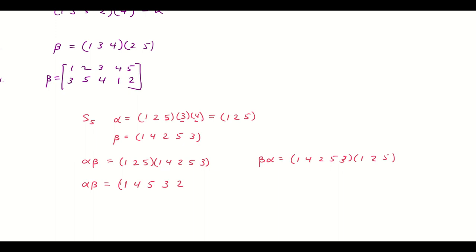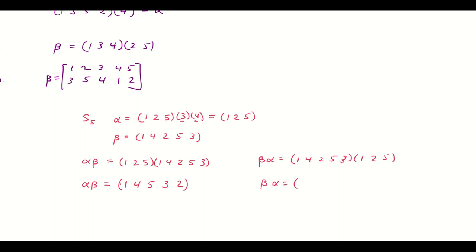But let's see what happens to 2. 2 goes to 5 under this function. 5 gets passed over here. 5 goes back to 1 under this function. So indeed, 2 goes back to 1, because this function takes 2 to 5, this function takes 5 to 1. So overall 2 goes to 1. So that's alpha times beta. What is beta times alpha?